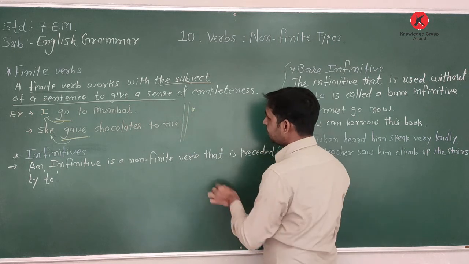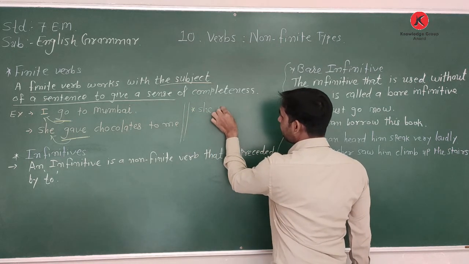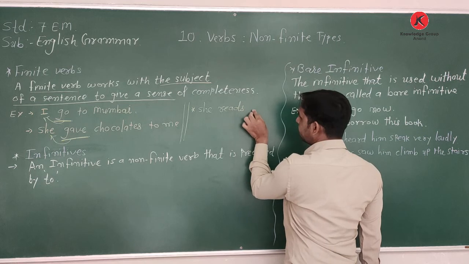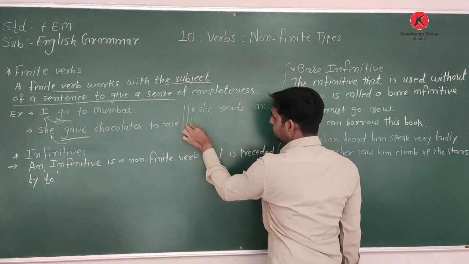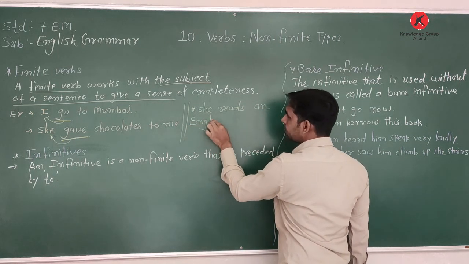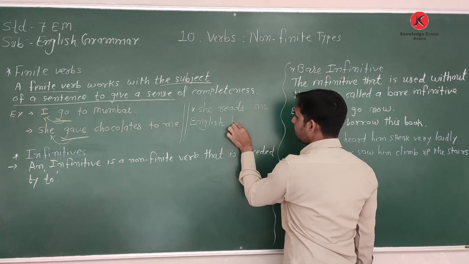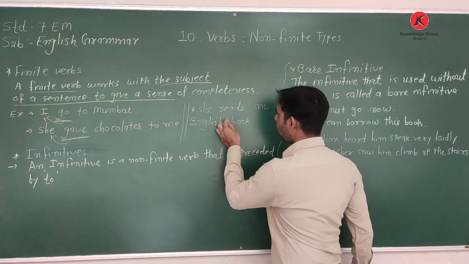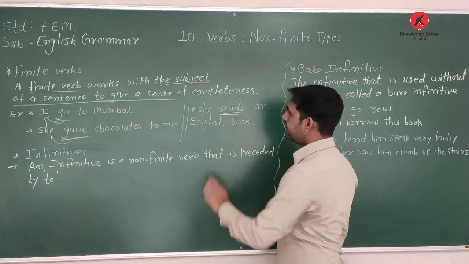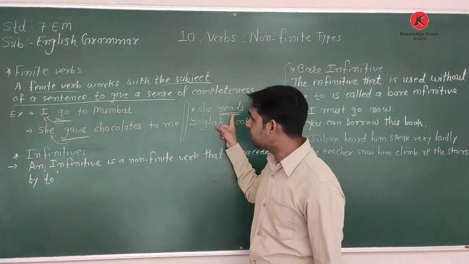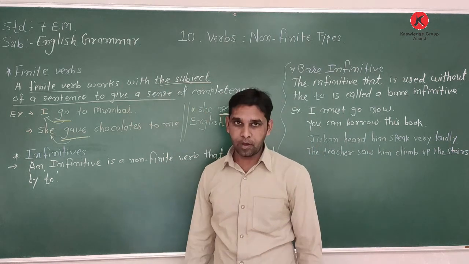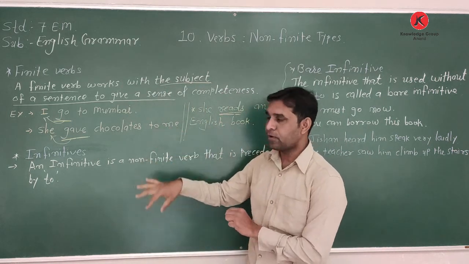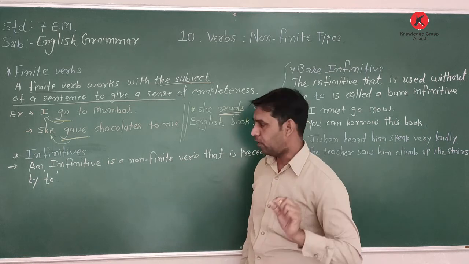Use the example: she reads an English book or story. She reads an English book. So here, reads means the verb read is used as a finite verb. This is called a finite verb, which comes after the subject.